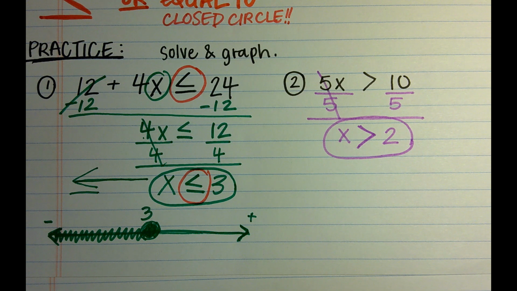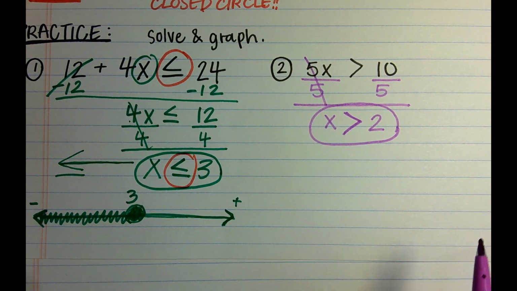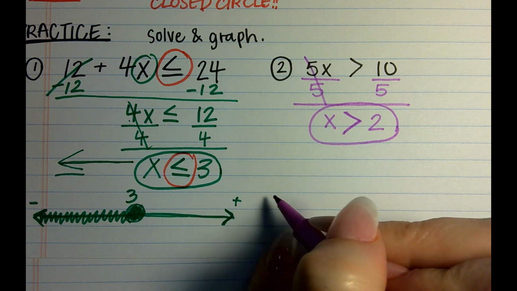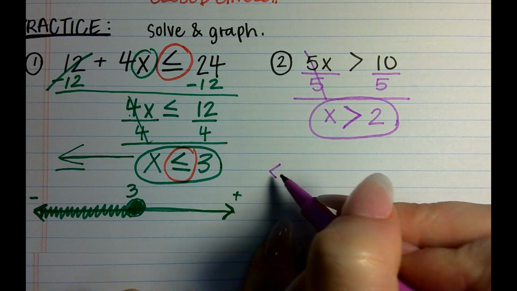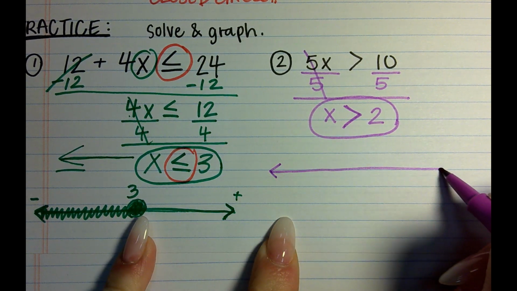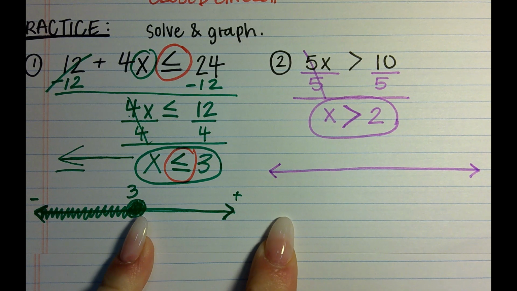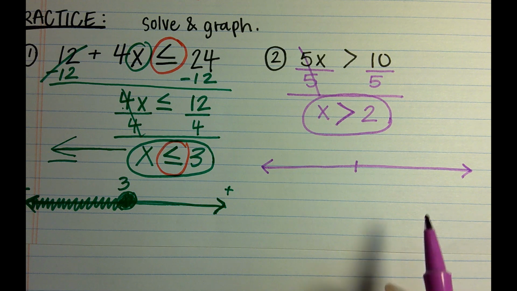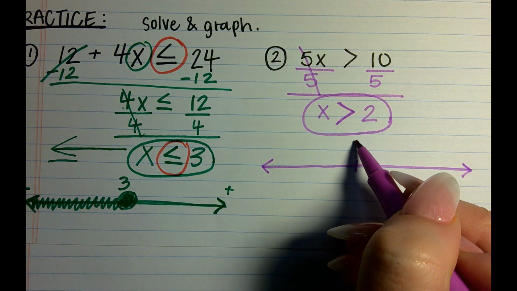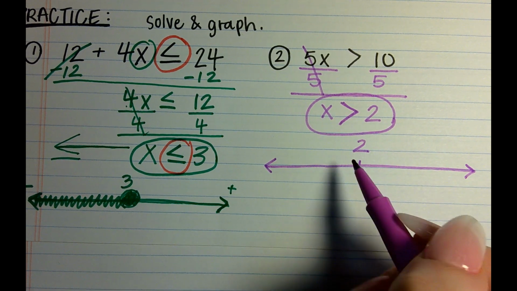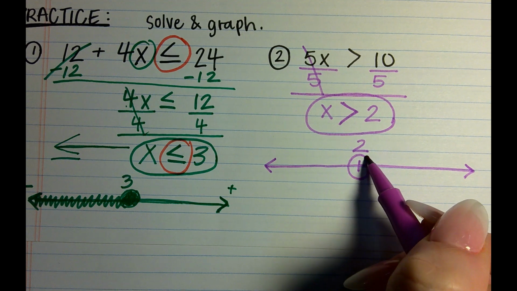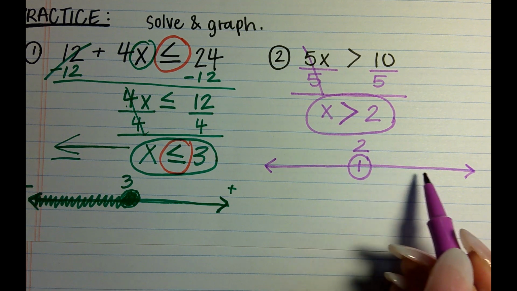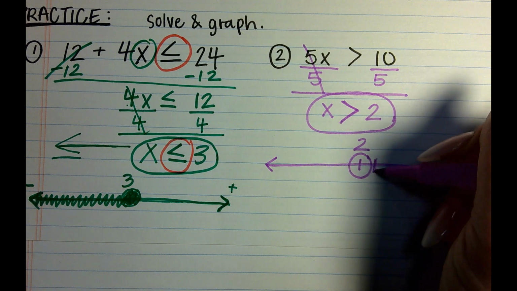So once I have my answer, which I do, we just draw our graph. We'll start with a little number line. Then put a tick mark on there. Put a 2 over the tick mark. Good. Circle the tick mark and shade to the right.